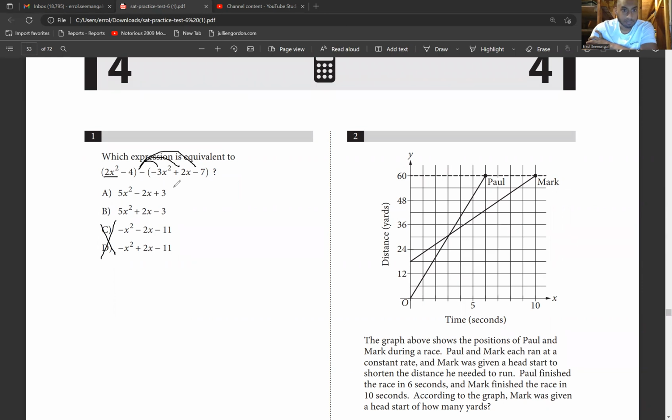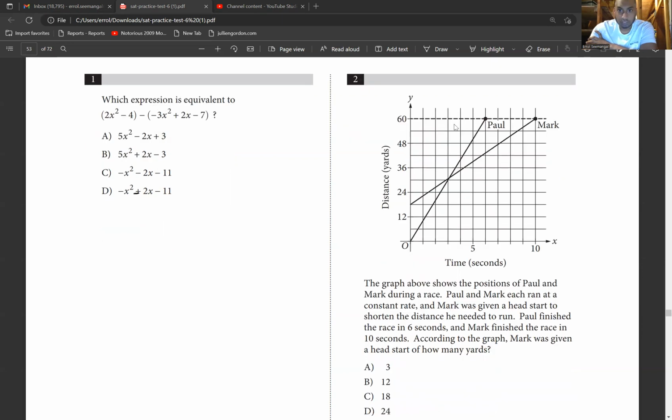And then the x term would be minus 2x, so it's got to be this one. This minus and this plus would be minus 2x. So that first one, A. That's 1. Number 2, they give you the graph.